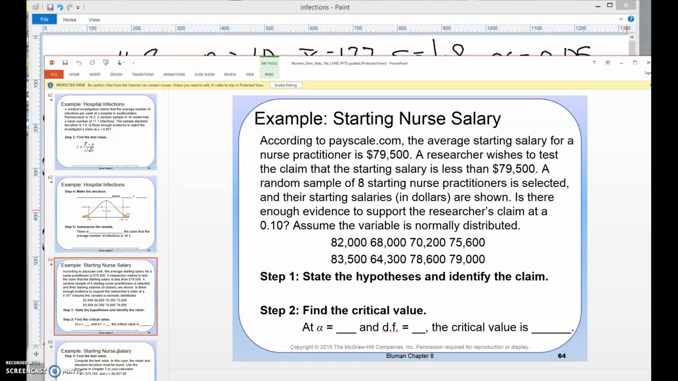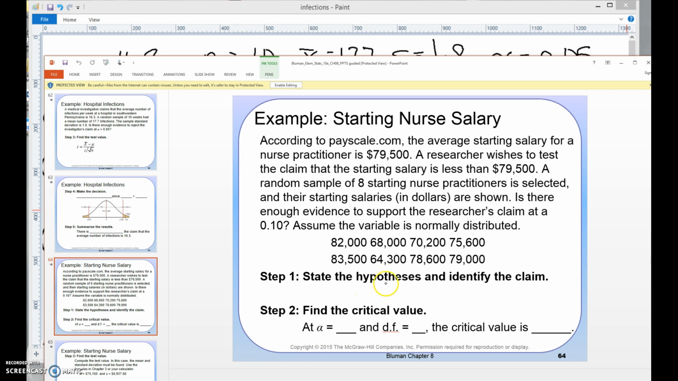Here's another example of starting nurse's salary. Average starting salary for a nurse is $79,500. A researcher wishes to test the claim that the starting salary is less than that value. A random sample of 8 starting nurse practitioners is selected and their starting salaries are shown. Is there enough evidence to support the researcher's claim at alpha equals 0.10? And there's our data values.